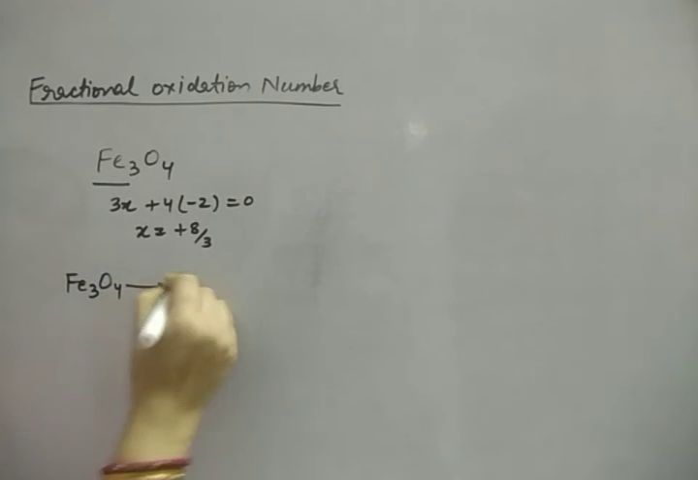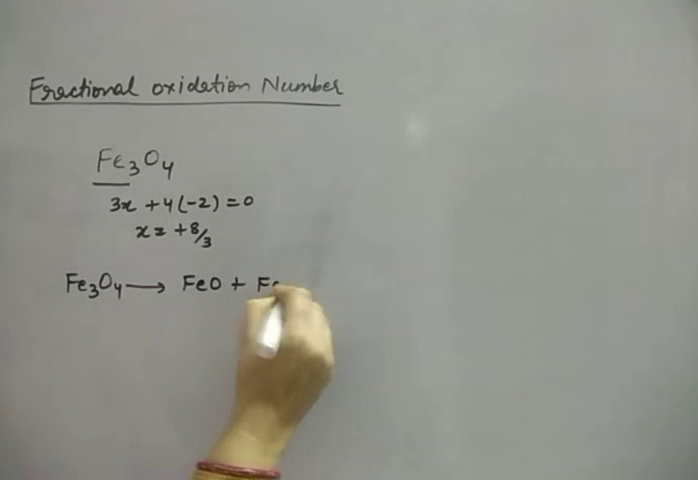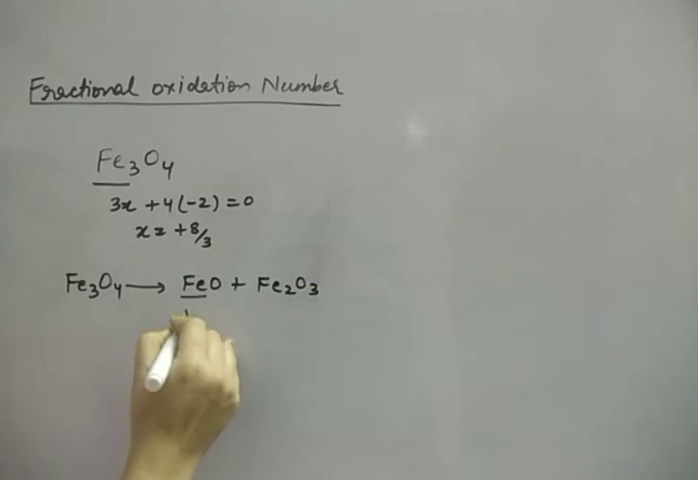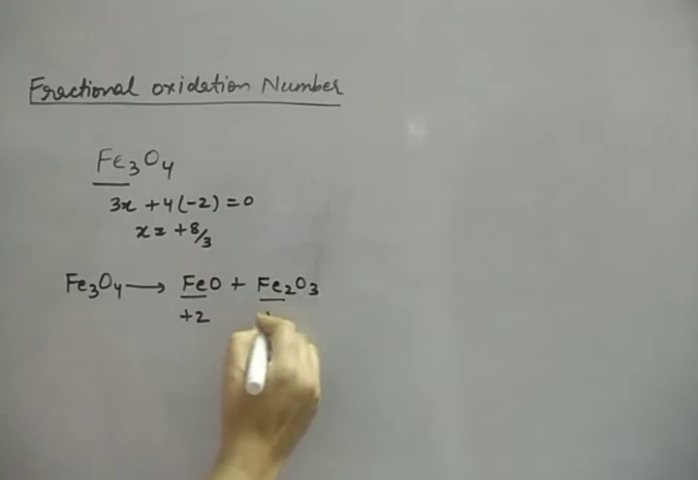Fe3O4 is made up of two compounds. Here the oxidation state of iron is plus 2 and here the oxidation state of iron is plus 3. Here iron exists in both plus 2 and plus 3 oxidation states. Therefore, the oxidation number will be calculated as an average, and the average oxidation number is plus 8 by 3. So whenever a fractional oxidation number comes, we must say that the element exists in two different oxidation states in this compound.